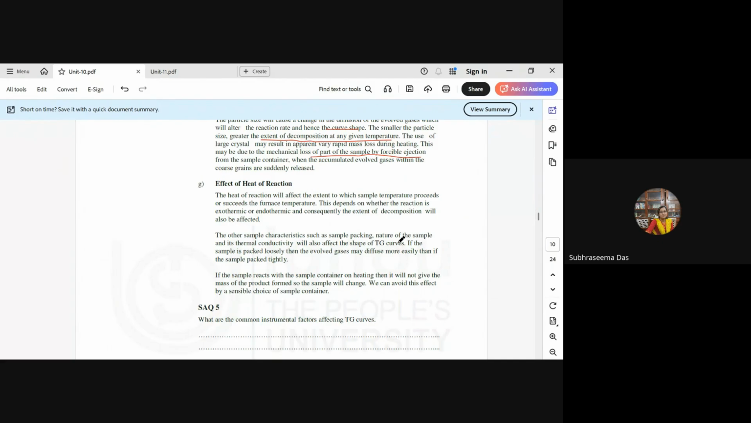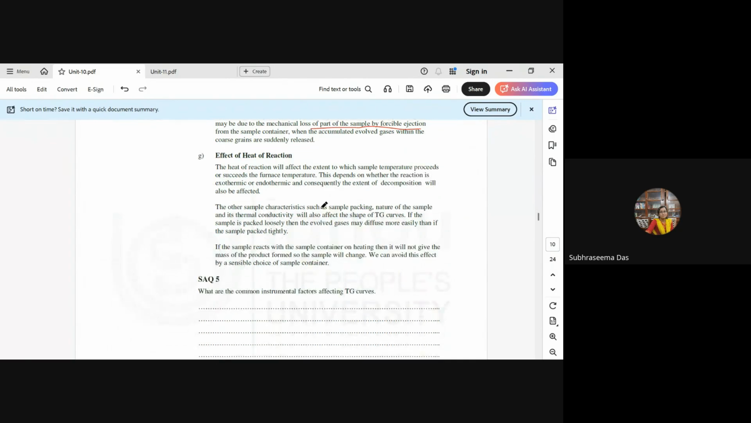Then coming to the effect of the heat of reaction. Now this heat of reaction, that is delta H, will also affect the TG curve. Suppose we have a temperature, because TG is highly dependent on the temperature, then if our sample is endothermic or exothermic in nature, our TG curve will be affected.